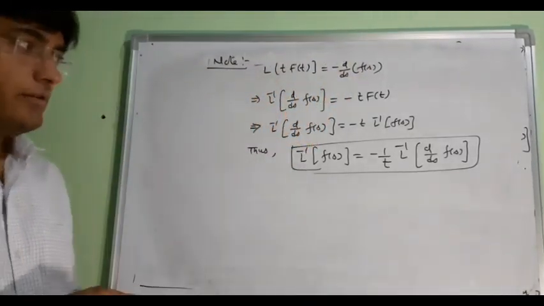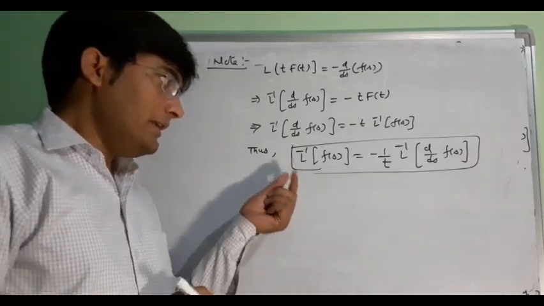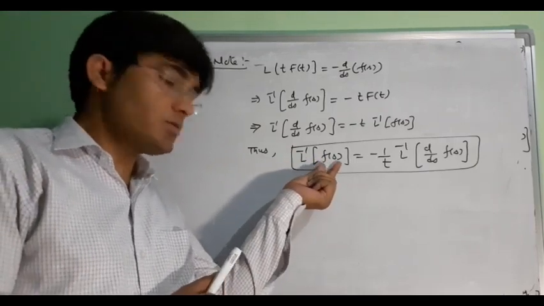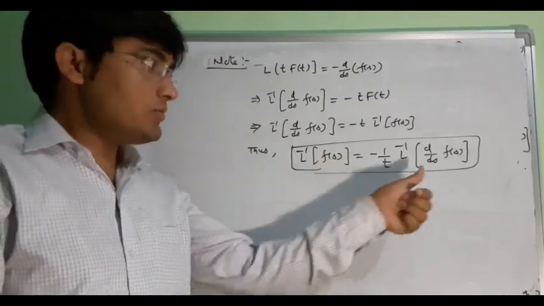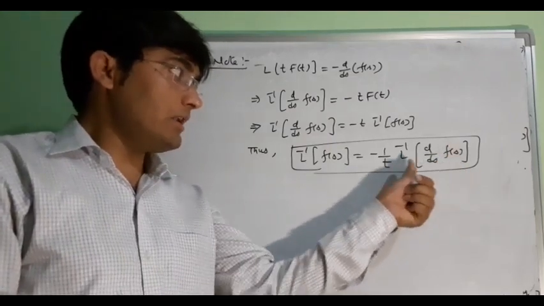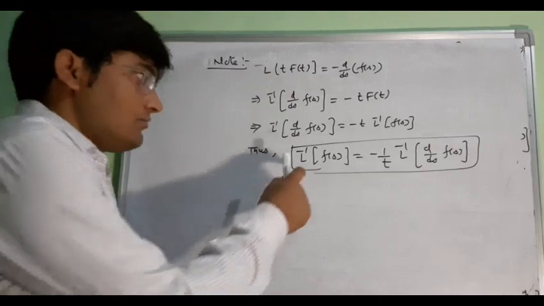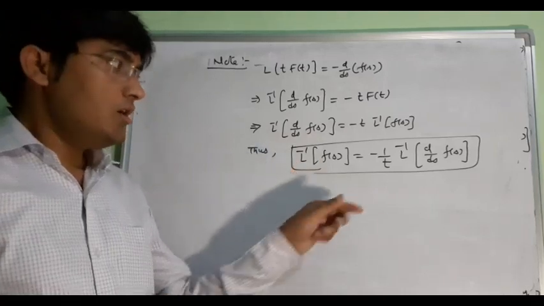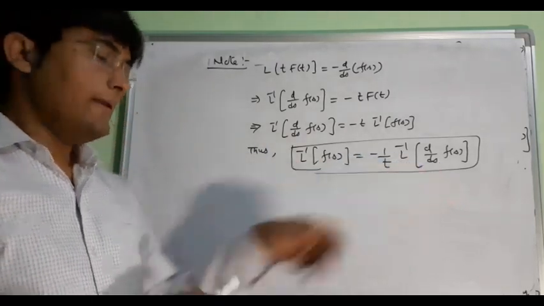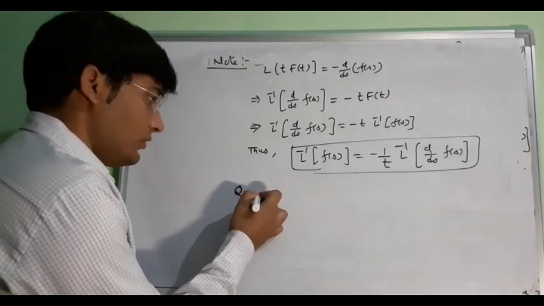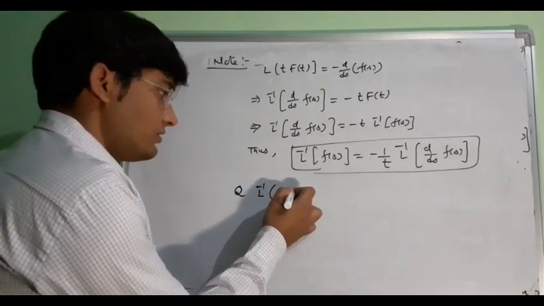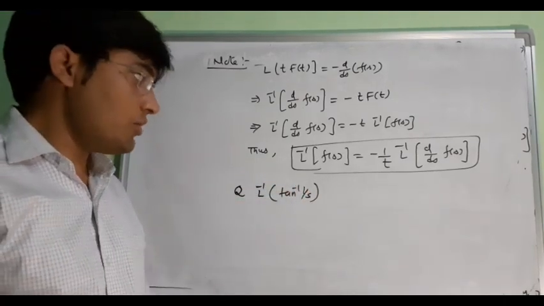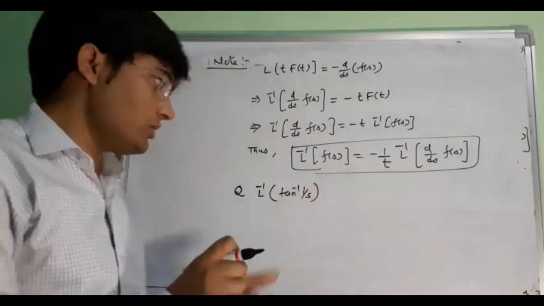Now what is the importance of this formula? It can happen that you are not able to find out the Laplace inverse of some function, but it is possible to find out its derivative's Laplace inverse. So whenever we find some complex functions such as trigonometric functions where we do not have any direct formula, we will use this particular formula. For example, evaluate Laplace inverse of tan inverse of 1 by s. Here we do not have any direct formula, so we will try to apply this particular formula.